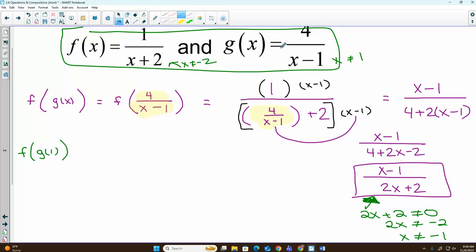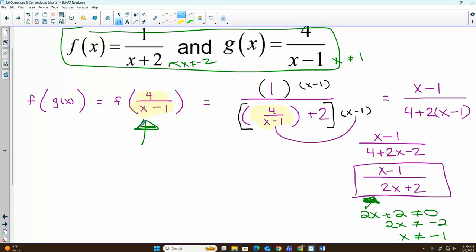So if you plug a 1 into g, what happens? You get 0 on the bottom. Can we do that? No. So that's why with these compositions, the domain is 2 parts. You have to look at the final answer, but we also have to look at the inside functions.